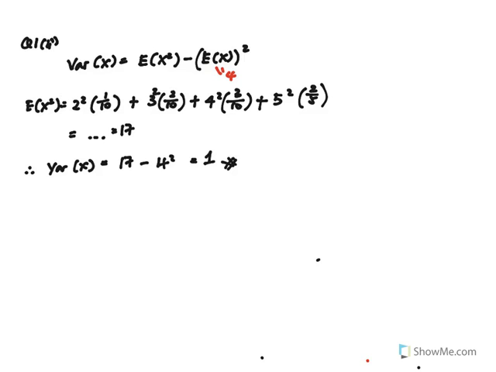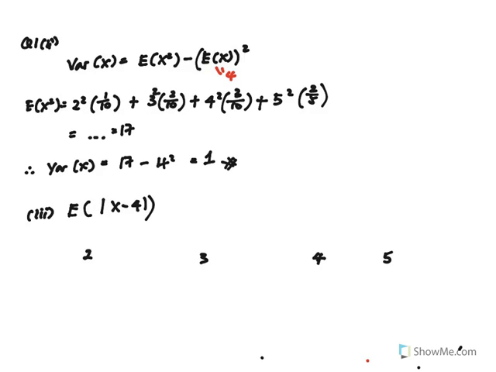Alright, and next part, part 3, we are supposed to find the expectation of the modulus of x minus 4. So what does this mean? It really means that from the original values, remember we had the x values, which were 2, 3, 4, and 5, correct? So now instead of looking at x, we're looking at the modulus of x.